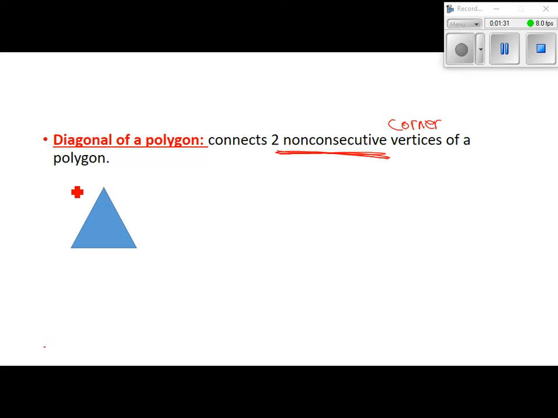In this triangle, we'll call this vertex A. If we try to connect it to a non-consecutive vertex, well, if we connect this one, that's already a side. If we connect that one, that's already a side. A triangle has three sides, but no diagonals. And we already know that the three interior angles of a triangle have to add up to 180 degrees.